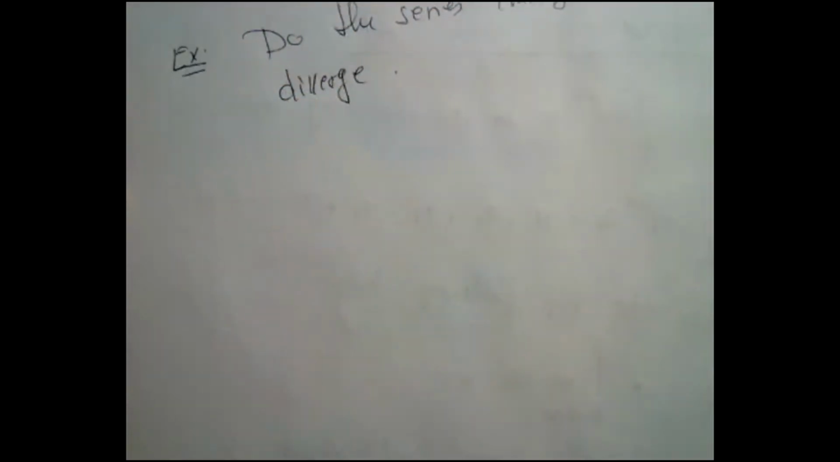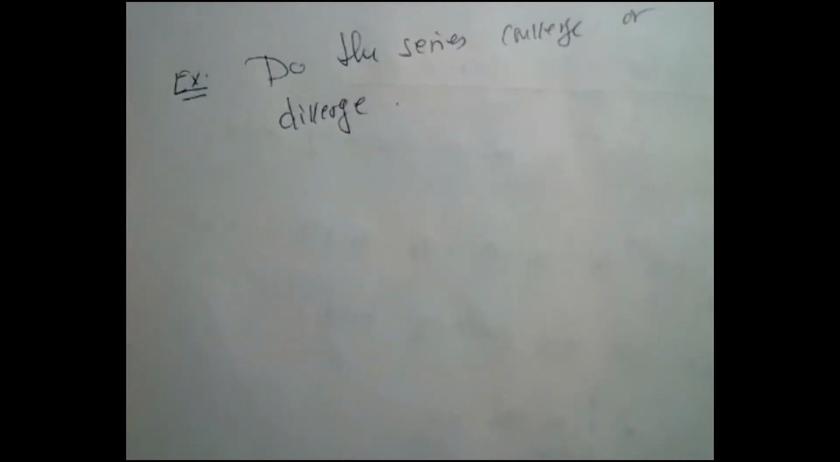Example number 1. So the question is, decide if the series converges or diverges. That's really our question. So does the series converge or diverge? So do the series below converge or diverge? And of course, justify. You have to justify. Crucial. Every time we have to justify our work.